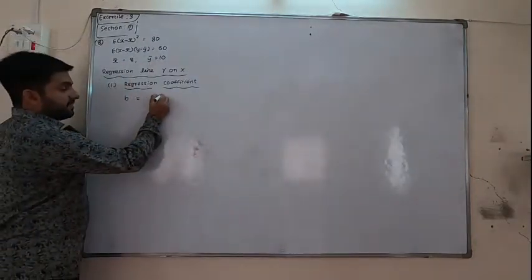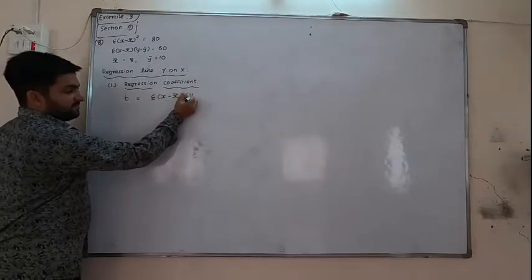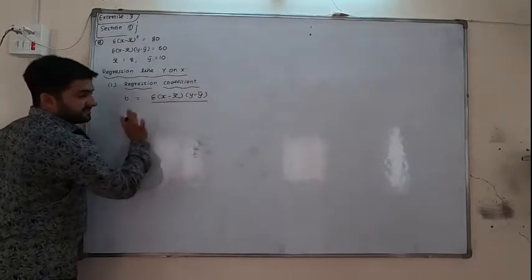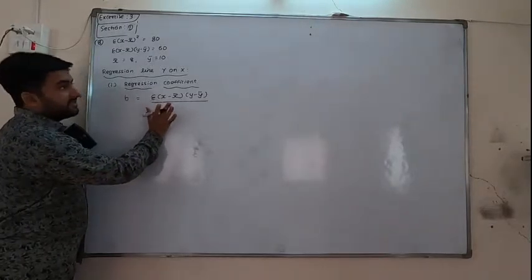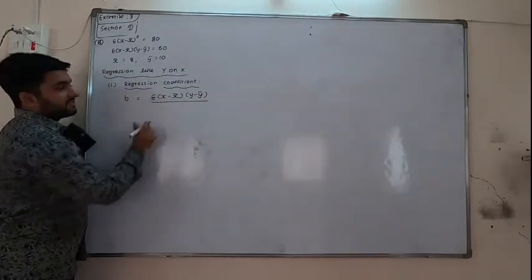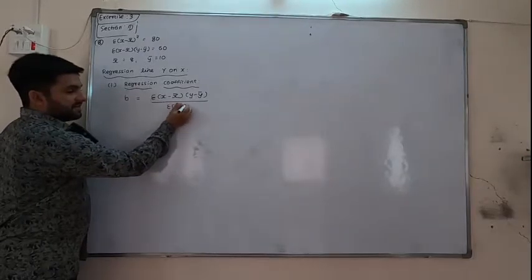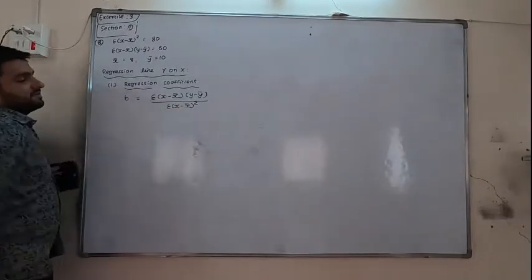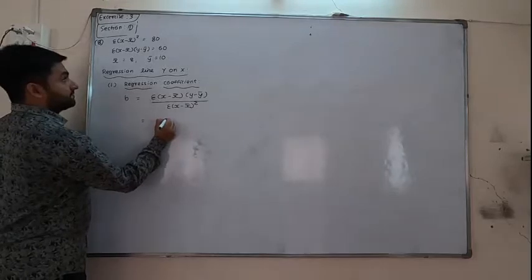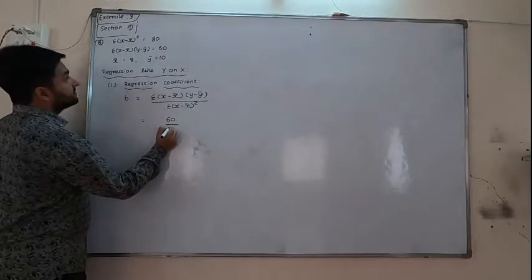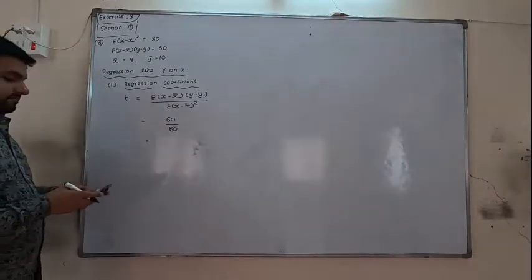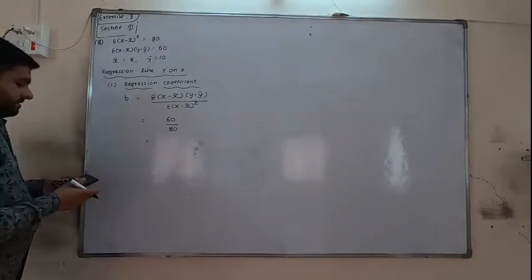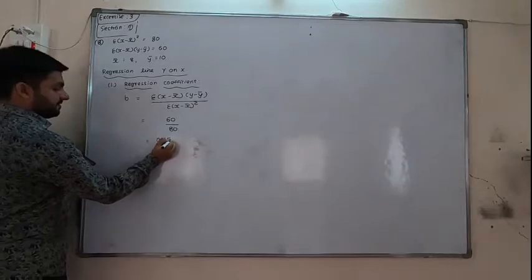Sigma (x minus x bar) multiplied by (y minus y bar). One more formula is there, but in that the denominator is n into s square x, and here nothing is given about s square x. So we will use sigma (x minus x bar) square. So 60 upon 80, that is 0.75.